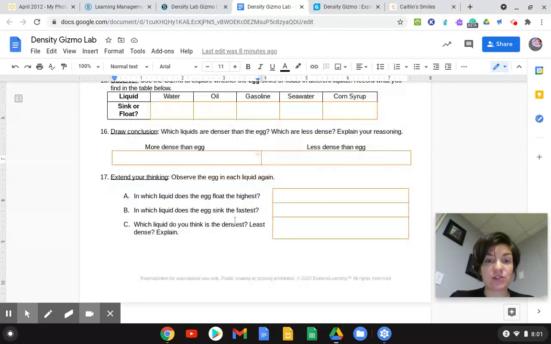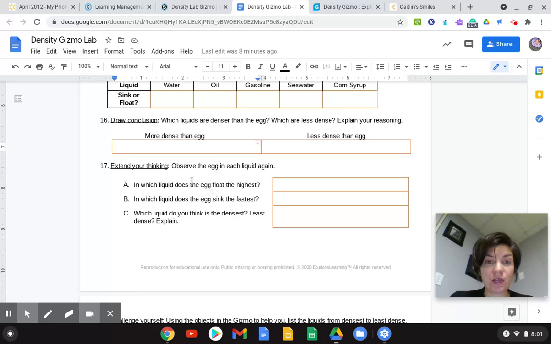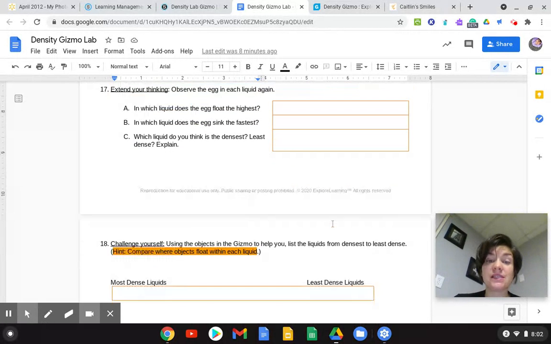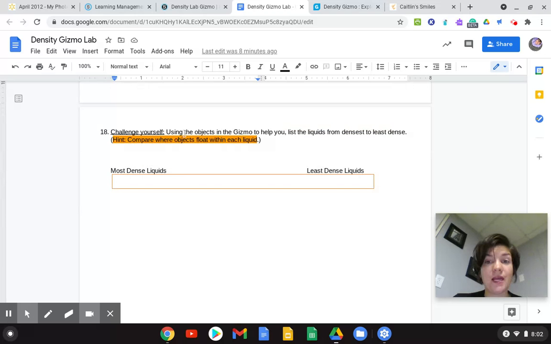Observe the egg in each liquid again. In which liquid does the egg float the highest? And then in which liquid does the egg sink the fastest? Which liquid do you think is the densest? List it down and explain. Last question. Challenge yourself using the objects in the gizmo to help you list the liquids from densest to least dense.